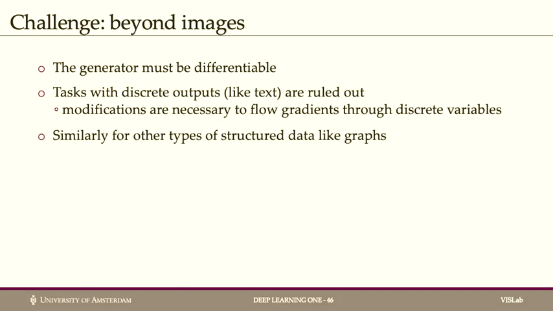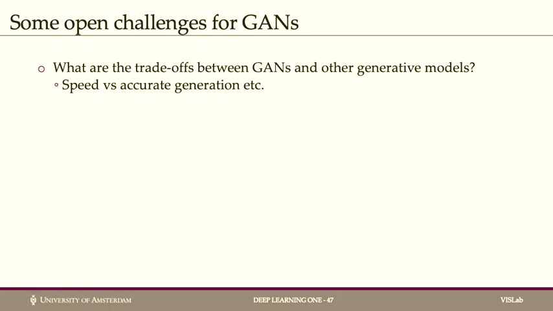And similarly for other outputs like graphs. All right, so the challenges are, of course, the trade-offs between GANs and other generative models. We had the VAEs, which are usually a bit better at disentangling, and we'll be talking about diffusion models in a second.